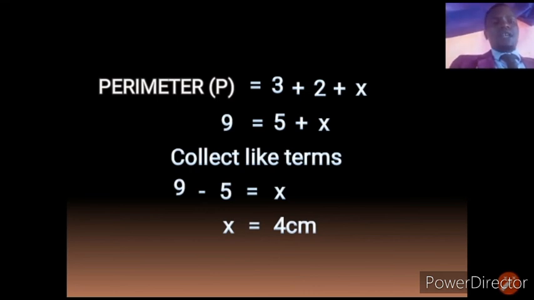You can see it, simple as that. I collect my like terms. I move my 5 to meet 9 because 5 and 9 are figures, so that I can leave x on the other side of the equation. When I do that, I have 9 minus 5, and I have 4. That is how to look for an unknown side.